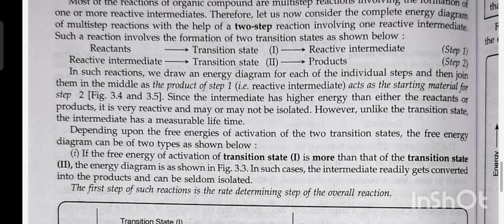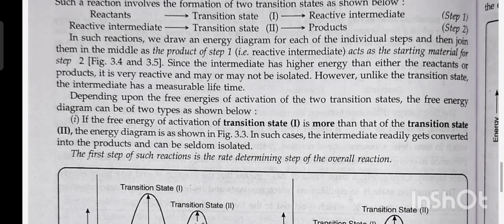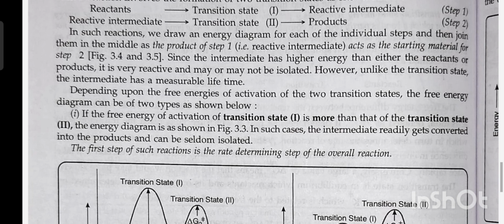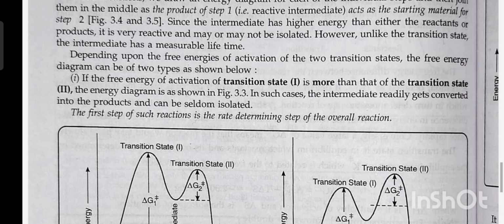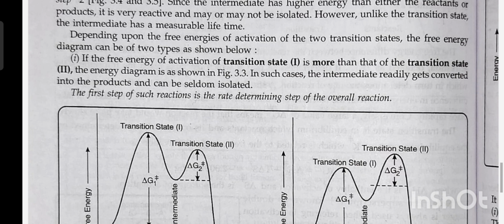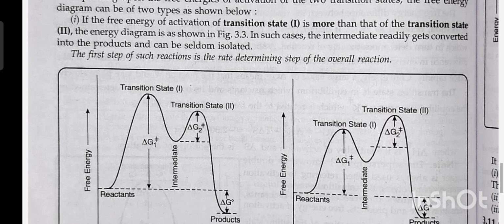Since the intermediate has higher energy than either the reactant or product, it is very reactive and may or may not be isolated. However, unlike the transition state, the intermediate has a measurable lifetime. Depending upon the free energy of activation of the two transition states, the free energy diagram can be of two types. First, if the free energy of activation of transition state first is more than that of transition state second, the energy diagram is as shown in Figure 3.3.